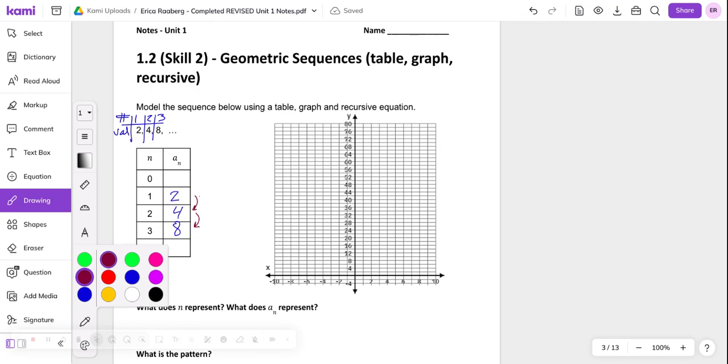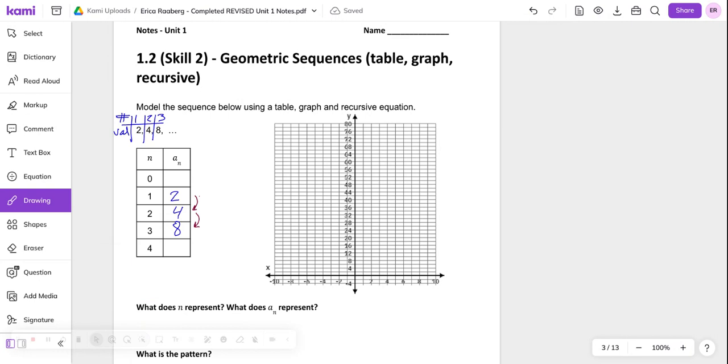Well, if you look at what's happening with the numbers, if I do 2 plus 2, I get 4, but then 4 plus 2 isn't 8. So we're not adding here, we're actually multiplying by 2. So I'm going to do times 2 each time, and this is what we call the common ratio. With an arithmetic sequence, it was a common difference, but now it is a common ratio. We use an R for common ratio, so our R is 2.